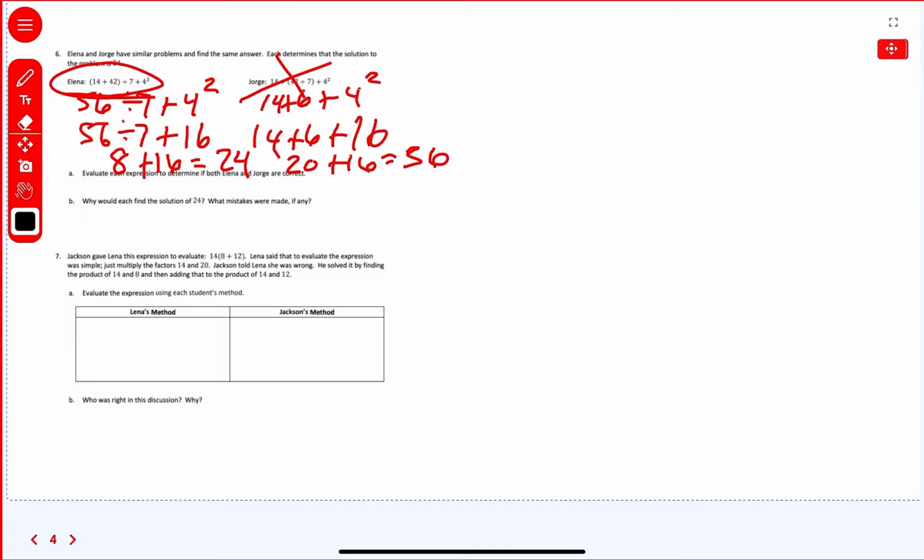Evaluate each expression. Oh, we did that. That was A. All right. B says, why would each find the solution 24? What mistakes were made? Well, Elena didn't make any mistake, did she? She got the correct answer. What did George do, though?